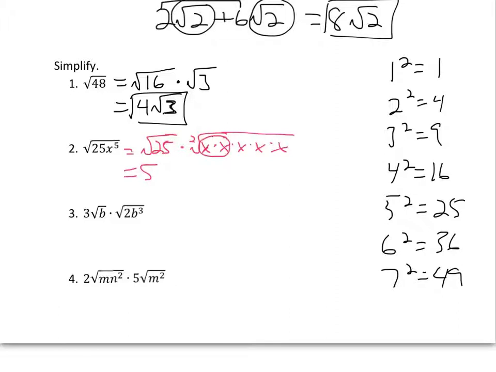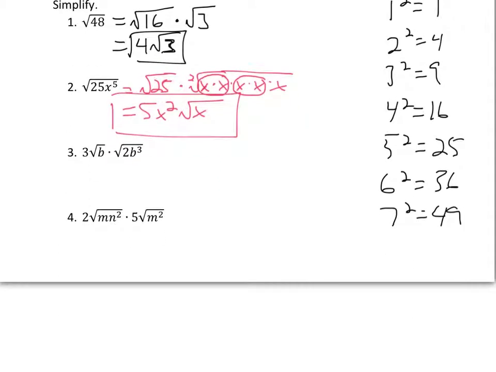So we can pull out 2 groups of x's. So that's why you have x squared on the outside, and you're left with 1 x on the inside, so root x. Okay, I know that one's tougher to see, but hopefully the next couple examples will help you see that better.